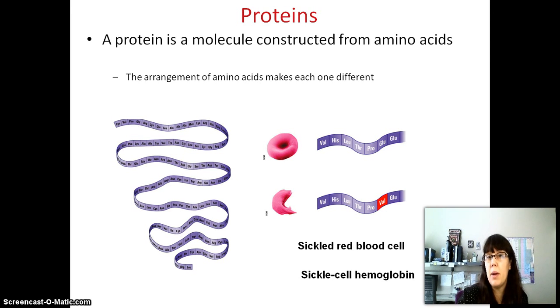So the arrangement of amino acids in sequence is what makes each protein different. And a great example of this is in the disease called sickle cell. In a normal red blood cell, the sequence of amino acids that make the hemoglobin in the red blood cell are quite well known. If you have sickle cell disease, it's a change in a single amino acid in that sequence. Instead of glutamine, you have valine, and that completely changes the three-dimensional properties of the hemoglobin in such a way that it creates a disease.